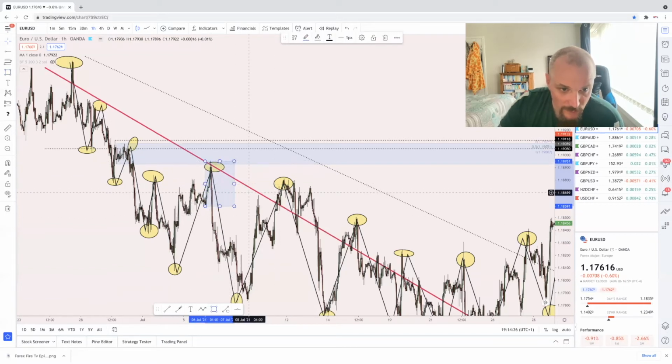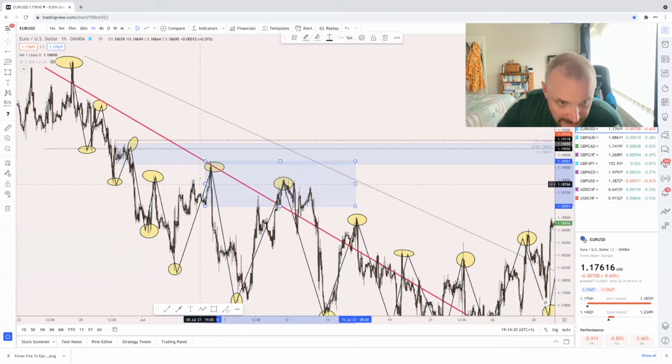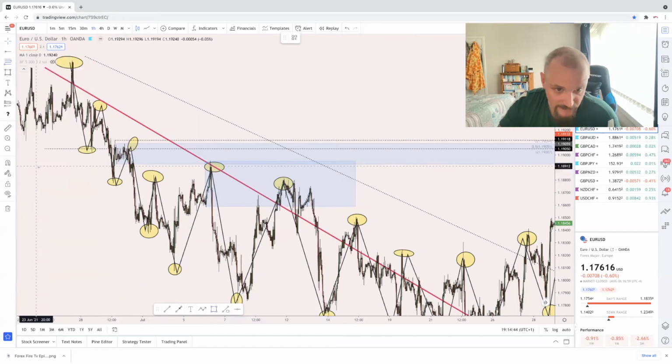As we've come into the pullback, you've got the down before the up, or the up before the down. This is a significant area. What's happened here? You've had the push out. You've had the pullback in to this area here. Again, we speak about 50%.